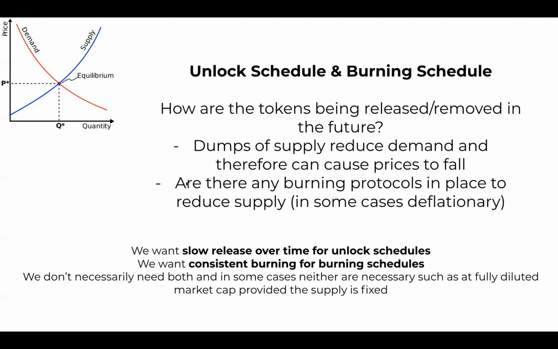Now, in terms of burning schedules, we want to look first at whether there are any burning protocols in place to reduce supply. In some cases, this will be deflationary, in cases where there isn't a max amount of supply, and not all the supply is circulating. In other words, for burning schedules, we want a consistent burning if there is a burning schedule. But keep in mind that we don't necessarily need both of these, and in some cases, we won't need either.